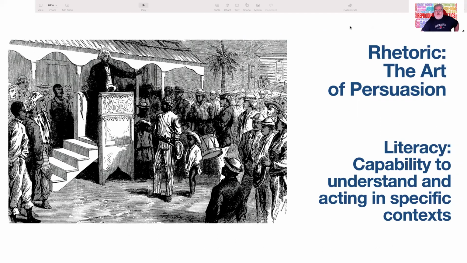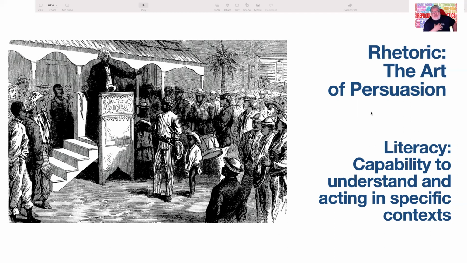We're going to talk now for a couple minutes about academic literacy, but also rhetorical literacy. So academic literacy is basically the sense, well, first let's define literacy. The definition for literacy is down here at the bottom right of your screen. Literacy is a capability to understand and act in specific contexts. I have a typo there, it should be to act. Literacy is the capability to understand and act in specific contexts.